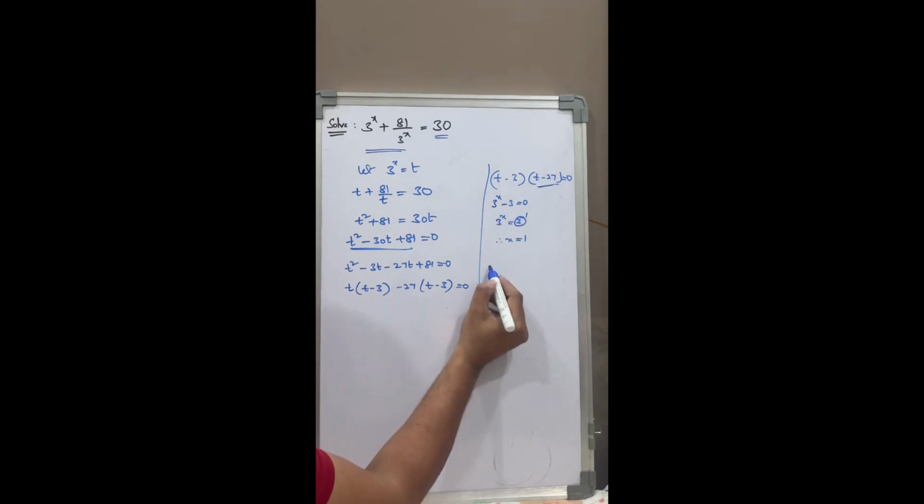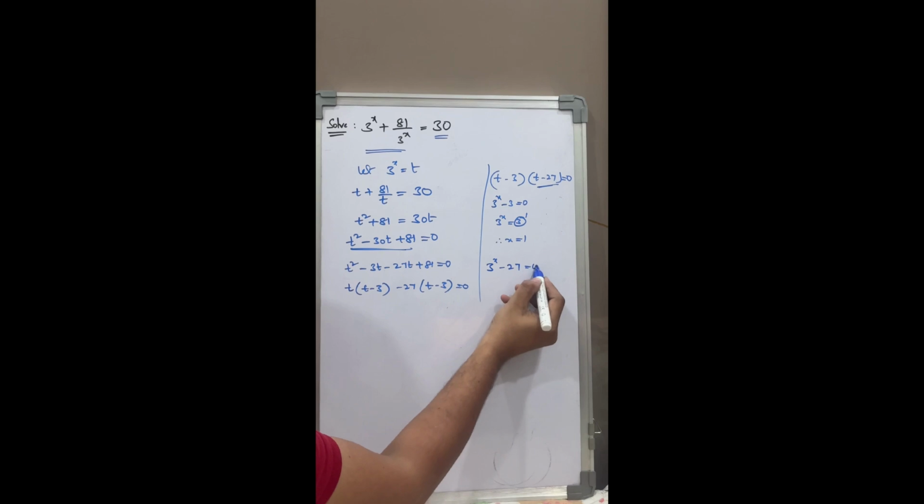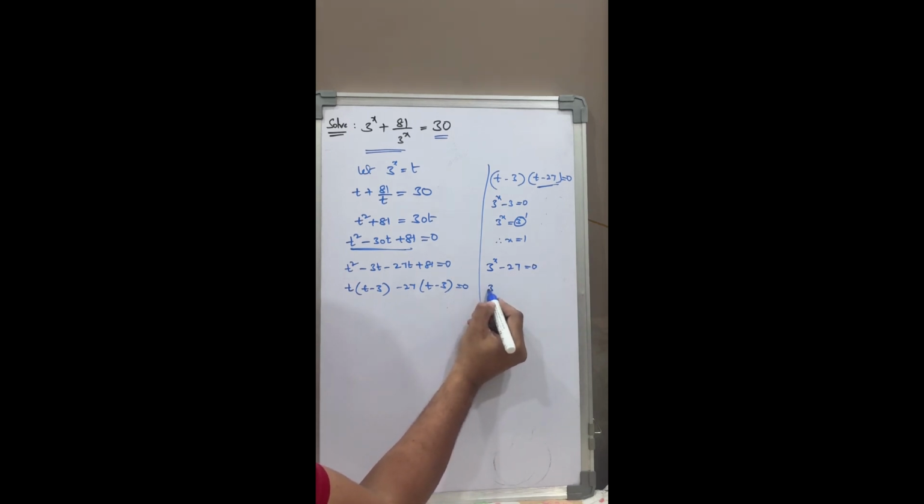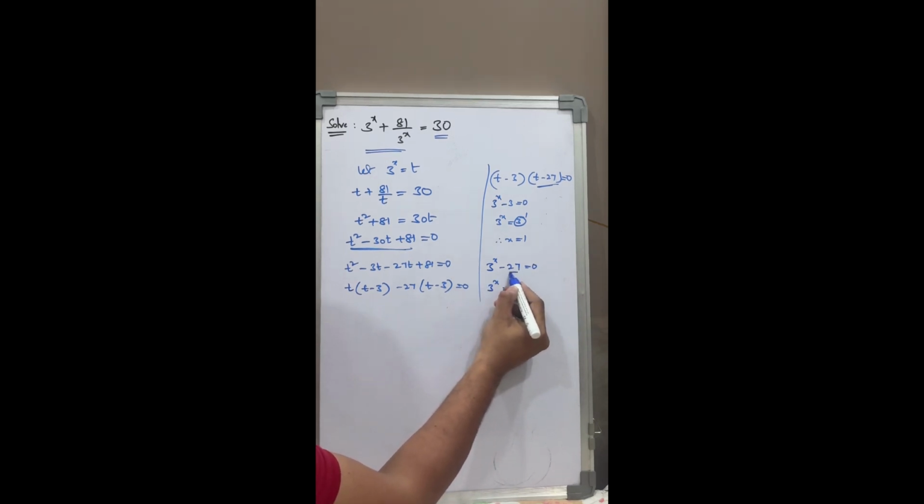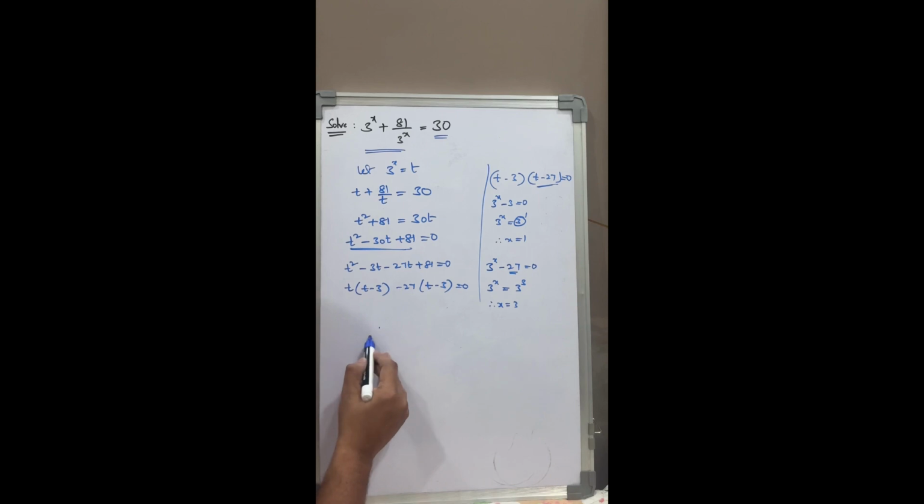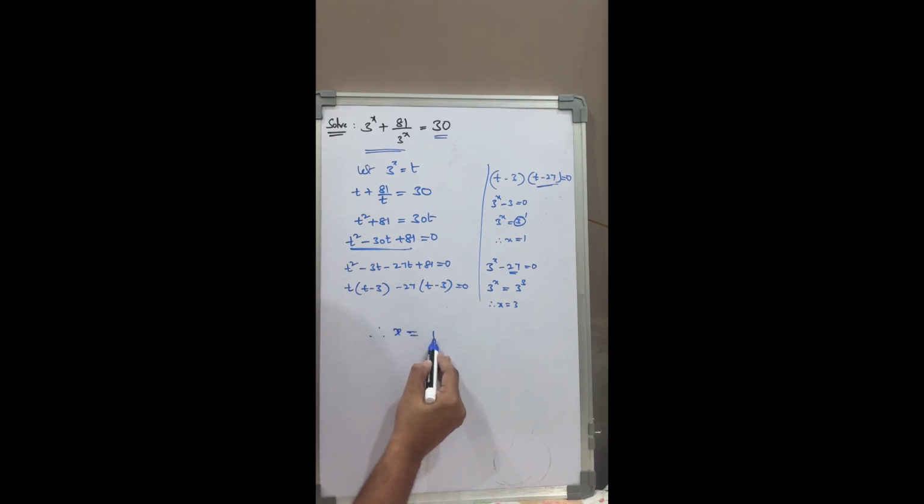And one more term, t - 27. That means 3^x - 27 = 0. So 3^x = 27. I can write 27 as 3^3. Therefore, the powers are equal, x = 3. That means x = 1 or 3.